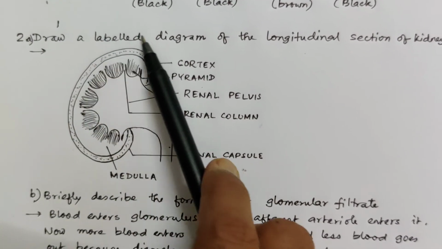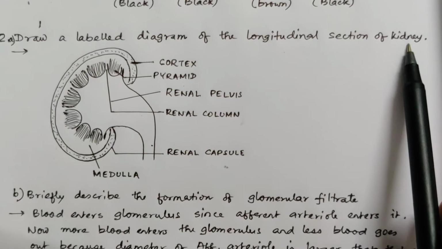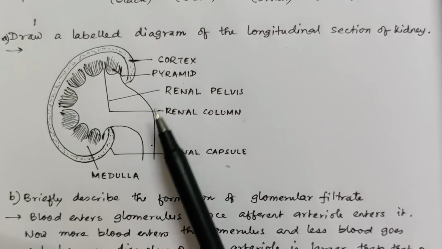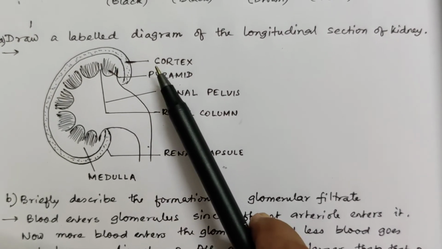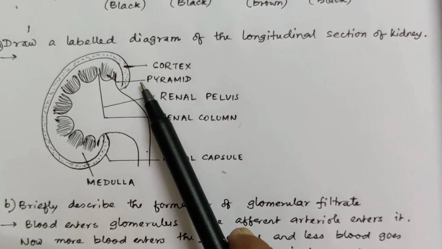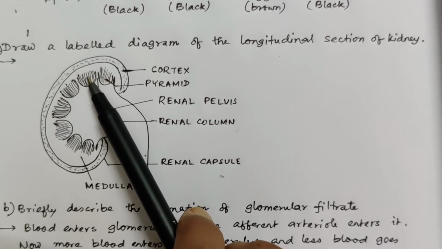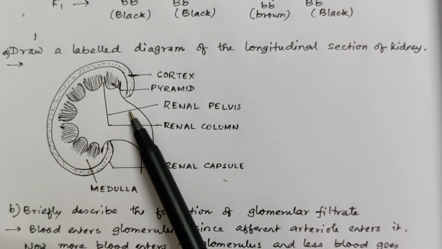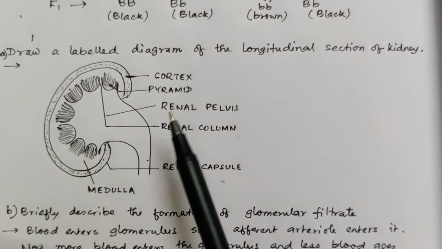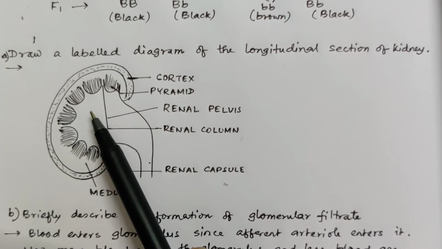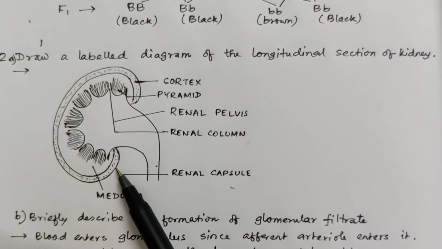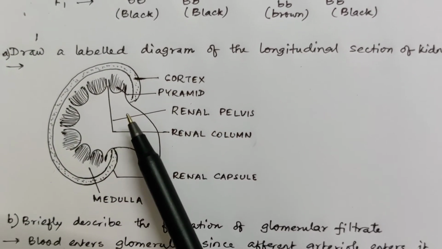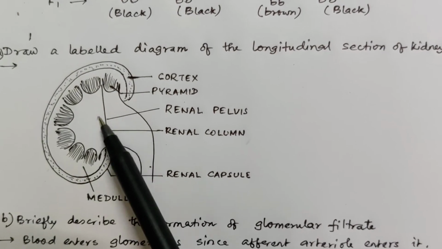Question number 2a. Draw a labelled diagram of the longitudinal section of the kidney. Now this is a rough sketch. You can do it like this, but you have to label it properly. This is the cortex. This part is pyramid, these broom shaped structures, the fibrous. In between these, this is renal column. Now this is cortex, so inner part is medulla. Now the outer surface is called renal capsule, and this portion is known as renal pelvis.